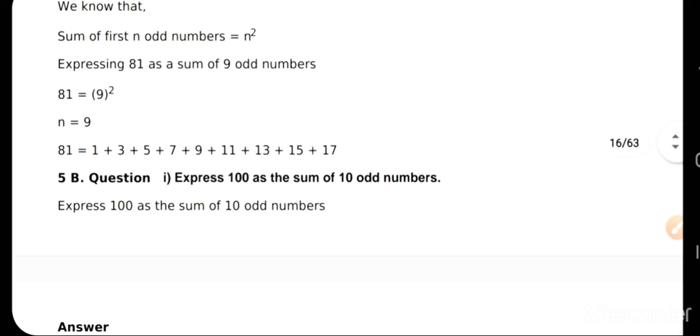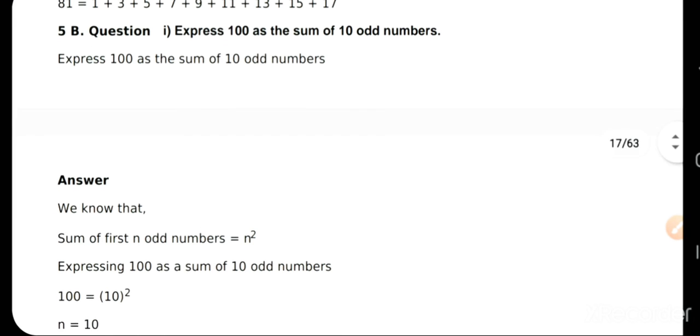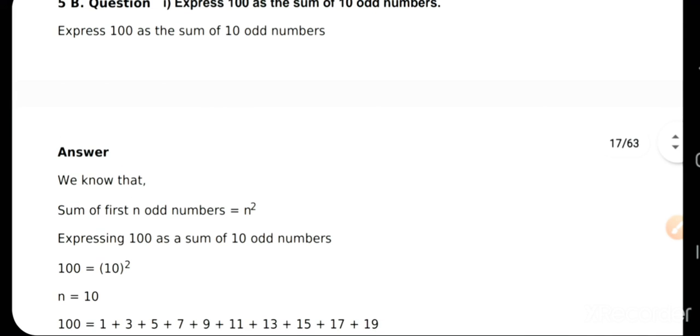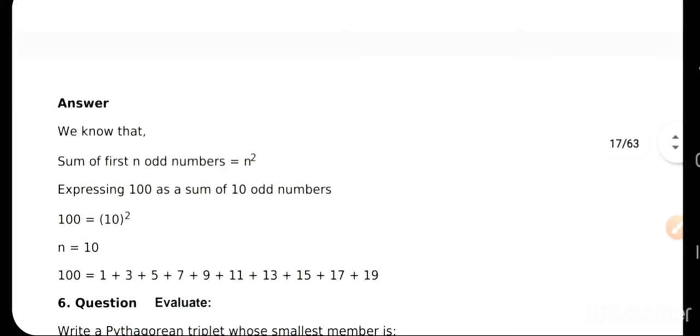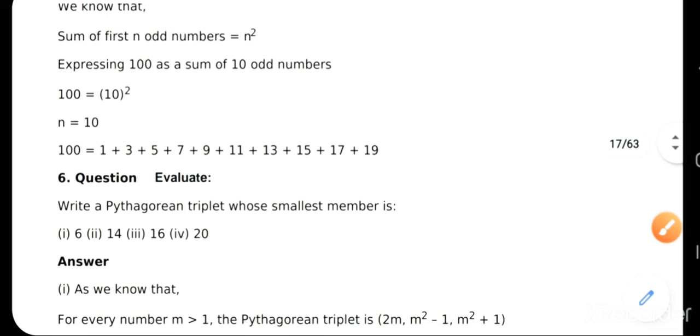Let's come to the next question. Express 100 as the sum of 10 odd numbers. The questions have been written 2 times. In the same way you have to do it, you just have to write consecutive 10 odd numbers starting from 1, and you'll be able to solve it as it has been done here. Keep writing the consecutive odd numbers starting from 1. That would be the answer.